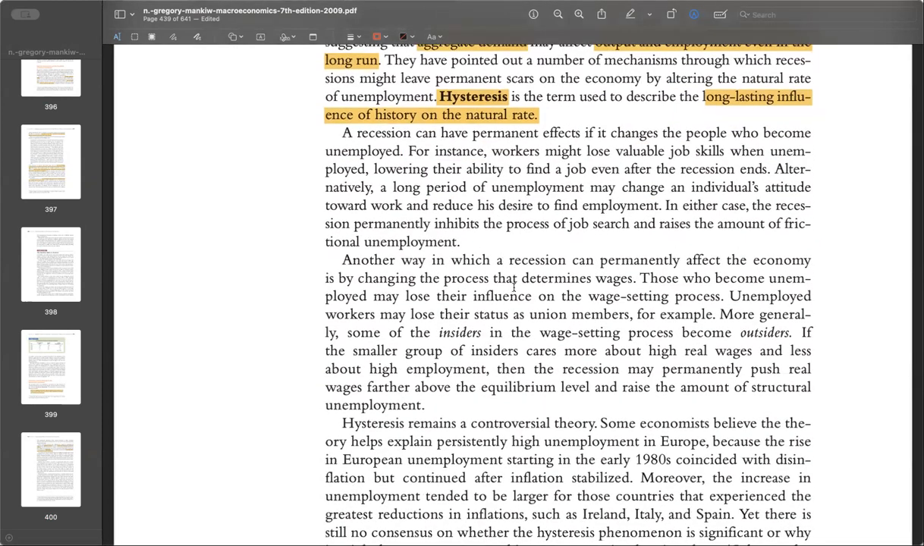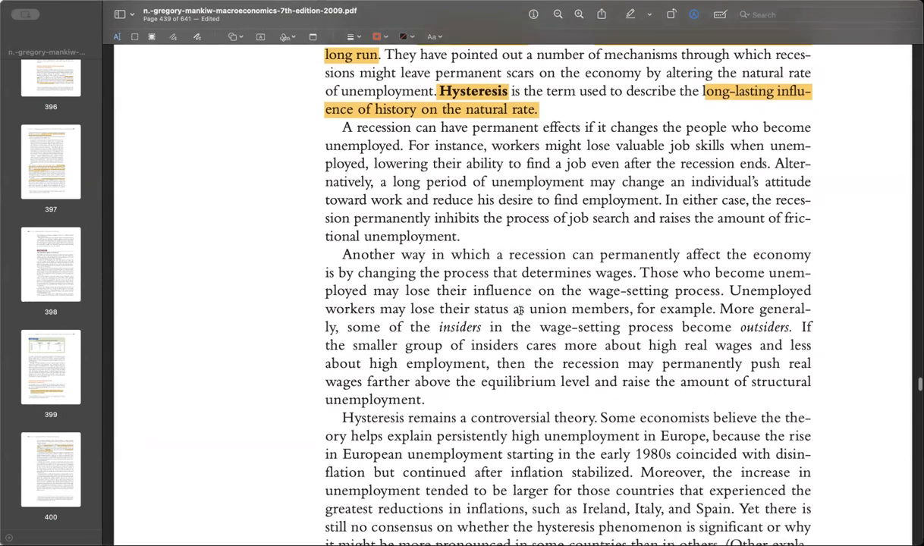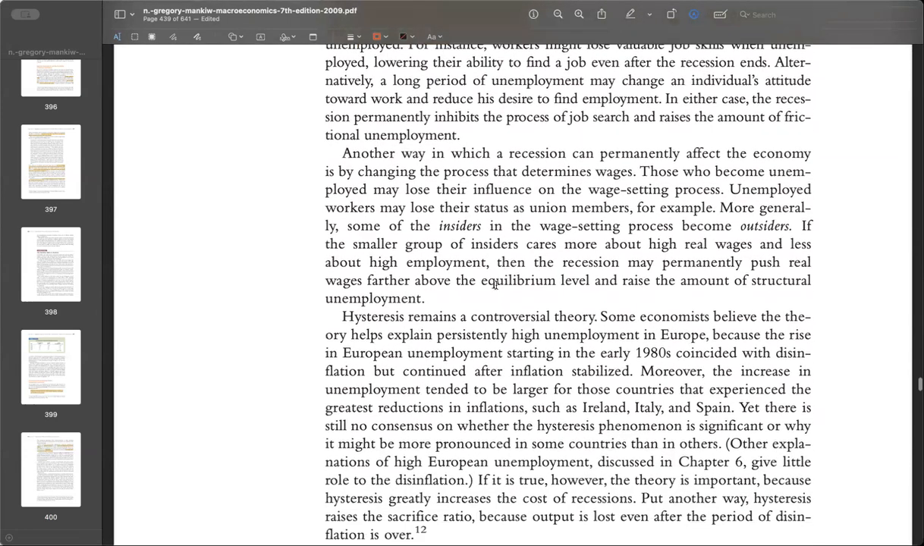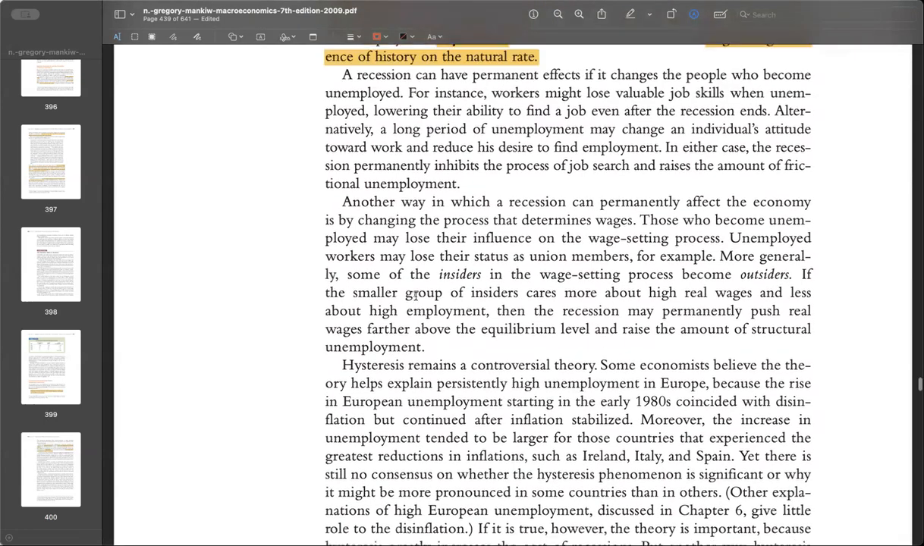Another way in which a recession can permanently affect the economy is by changing the process that determines wages. Those who become unemployed may lose their influence on the wage-setting process. More generally, some of the insiders in the wage-setting process become outsiders. If the smaller group of insiders cares more about high real wages and less about high unemployment, then the recession may permanently push real wages farther above the equilibrium level and raise unemployment structurally. Okay, so that's one idea.